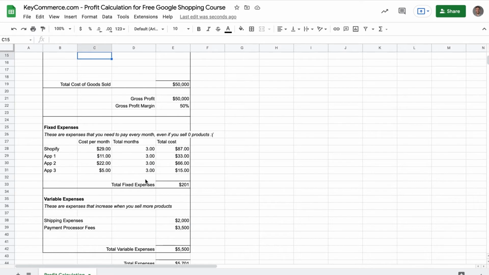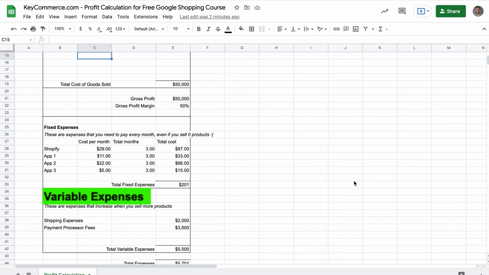Scrolling down, we'll next enter in our expenses. First, we have our fixed expenses. These are expenses you need to pay for your store even if you sell 0 products. Things like Shopify app subscriptions or anything like that. I've made it so that you can put the cost per month, the number of months, and it calculates the total cost for that expense. Make sure the number of months is the length of period for which you sold your products in the first box. For example, if it took you 3 months to sell that amount of products, then put 3 months.